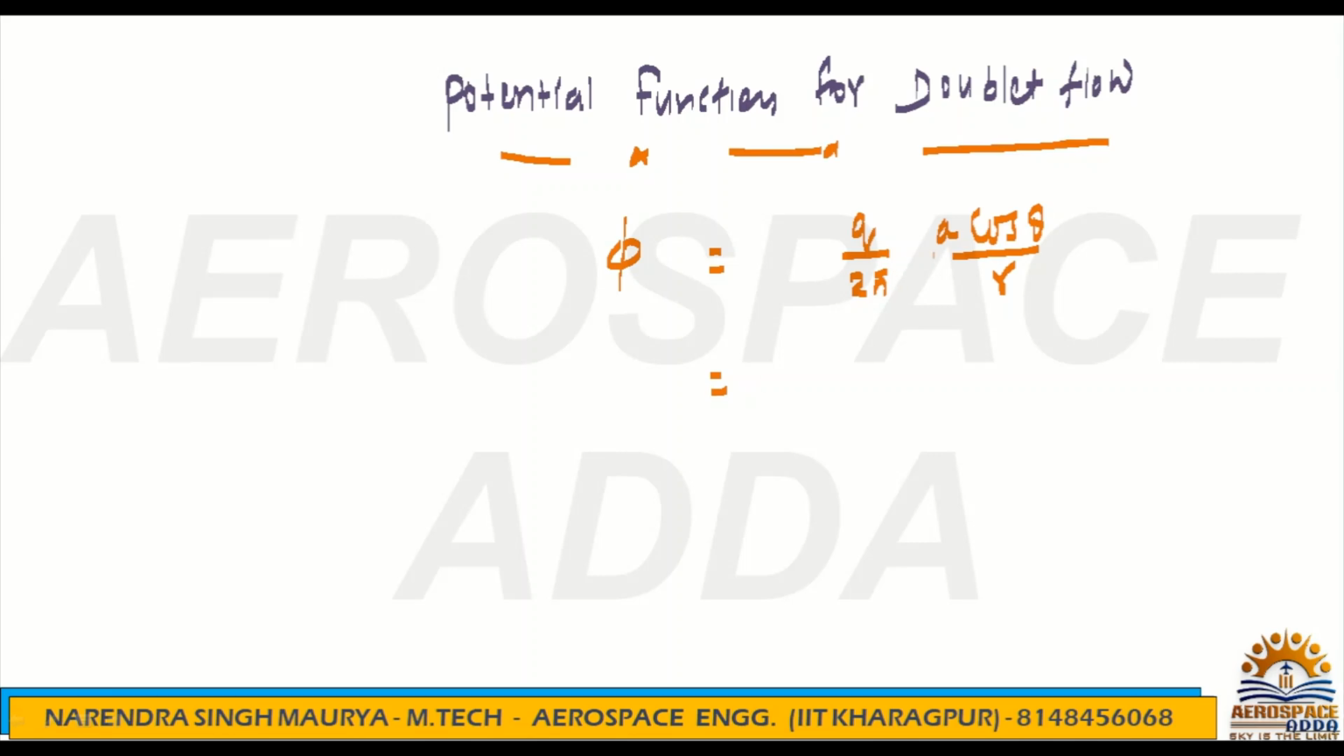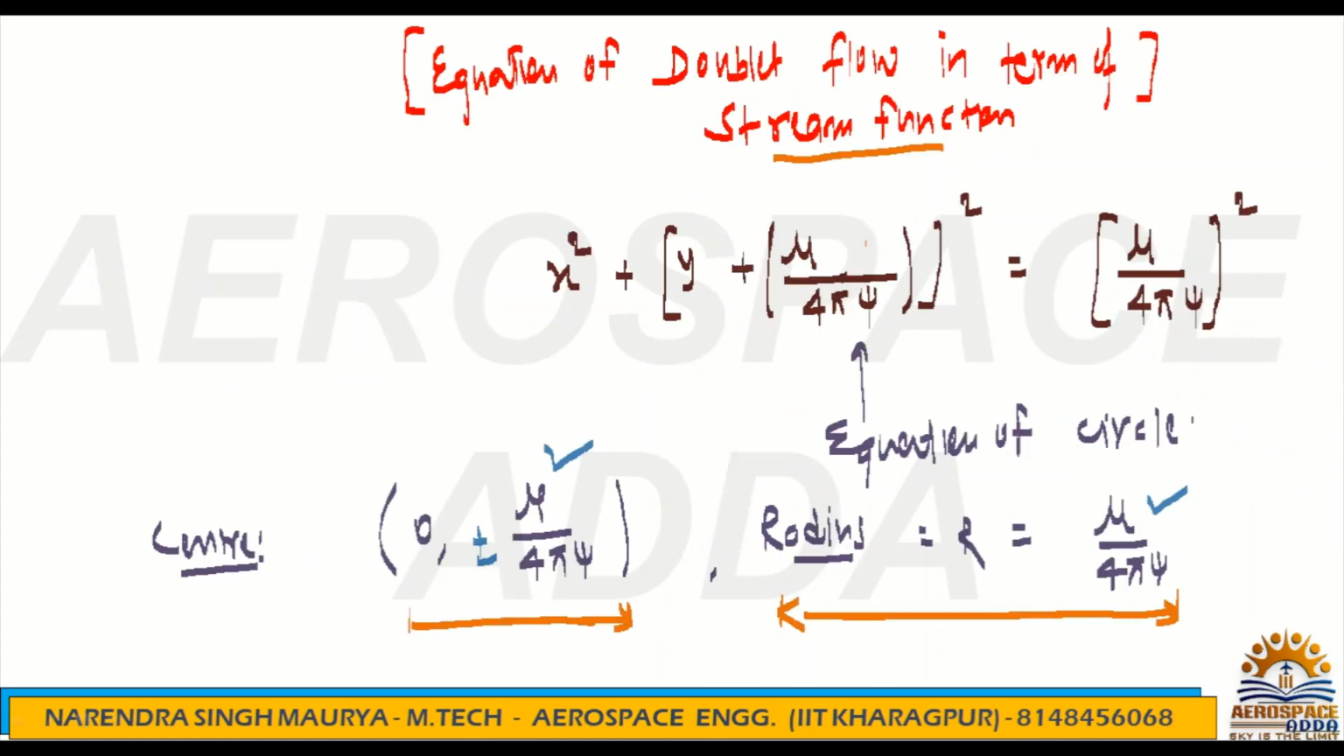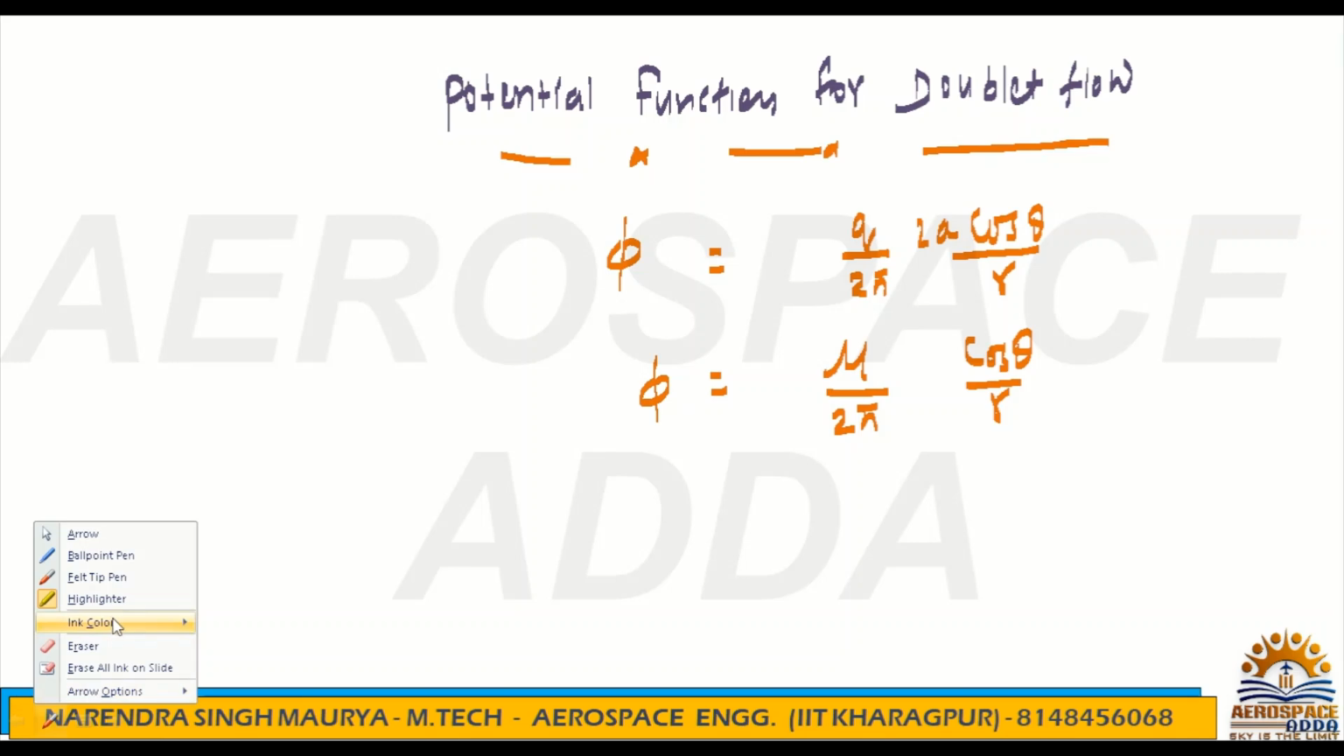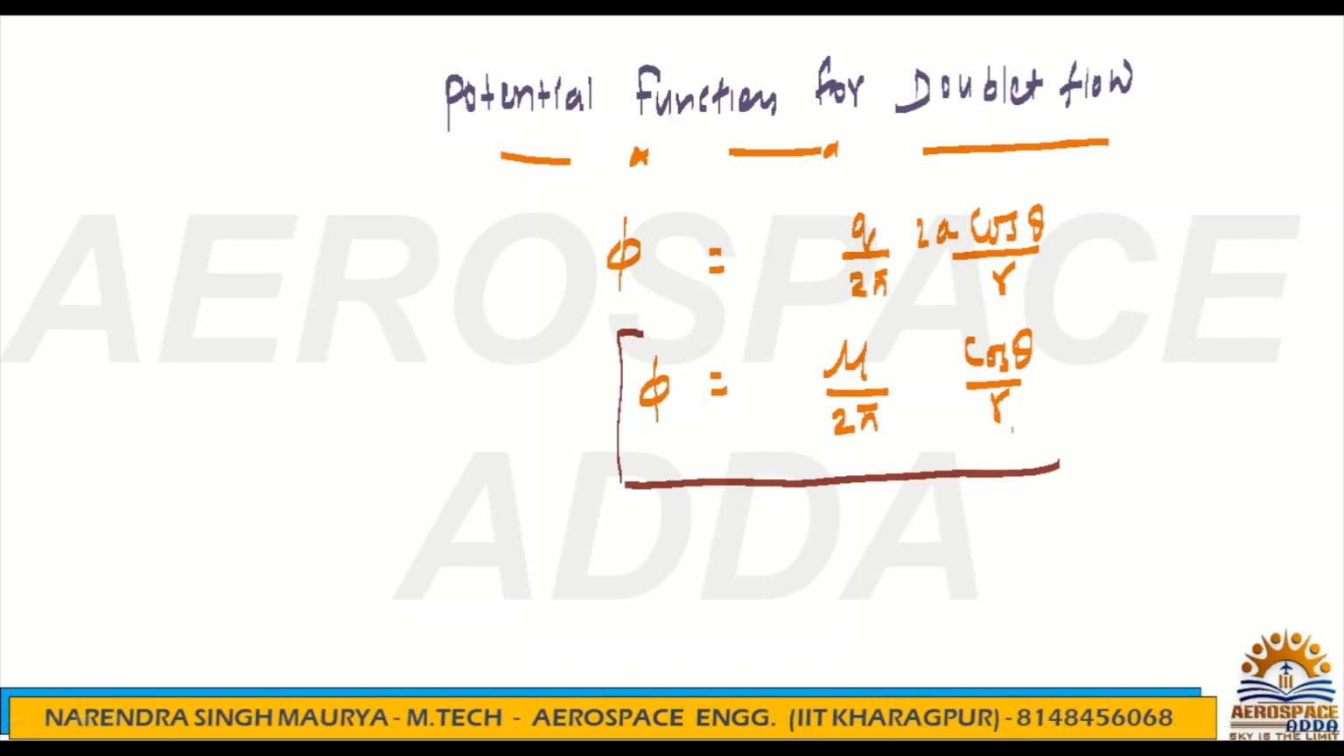In case of the stream function, it will be a sine theta by r with a minus sign. So q, I think for the stream function it was 2a sine theta, let me check. 2a sine theta, because distance 2a was there and you considered it approaches 0. So 2a cos theta here, and q will be what? Mu upon 2 pi cos theta by r. This is nothing but the potential function. Done. So this is the potential function for the doublet flow.